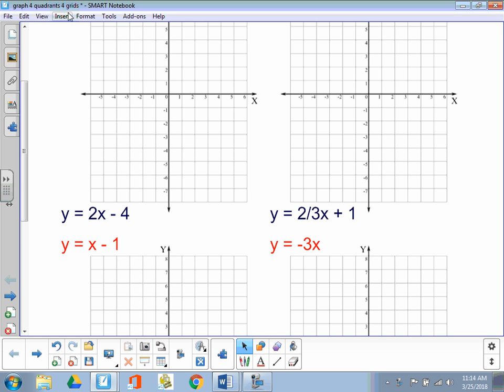What I'd like you to do is take a moment, try to graph these 4 equations on your sheet of paper if you would.